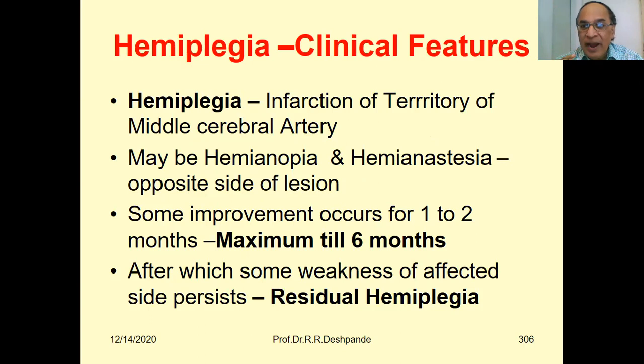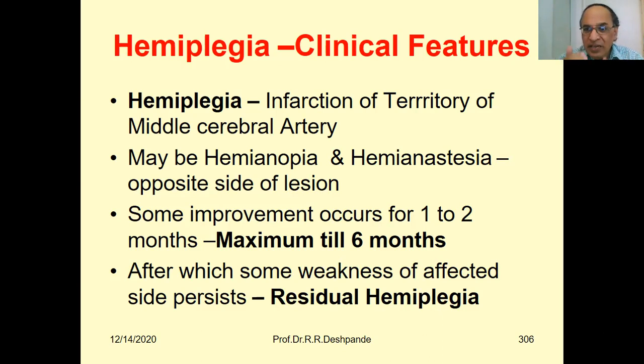Normal is 120 by 80 mm of Hg. Always look for diastolic blood pressure. If it is, in spite of 80, 90 to 100, mild. 110 to 120, moderate. Above 120 mm of Hg diastolic blood pressure, severe, malignant hypertension. Take care. Okay, so that can cause this hemiparesis. Maybe hemianopia, hemianesthesia, little bit.